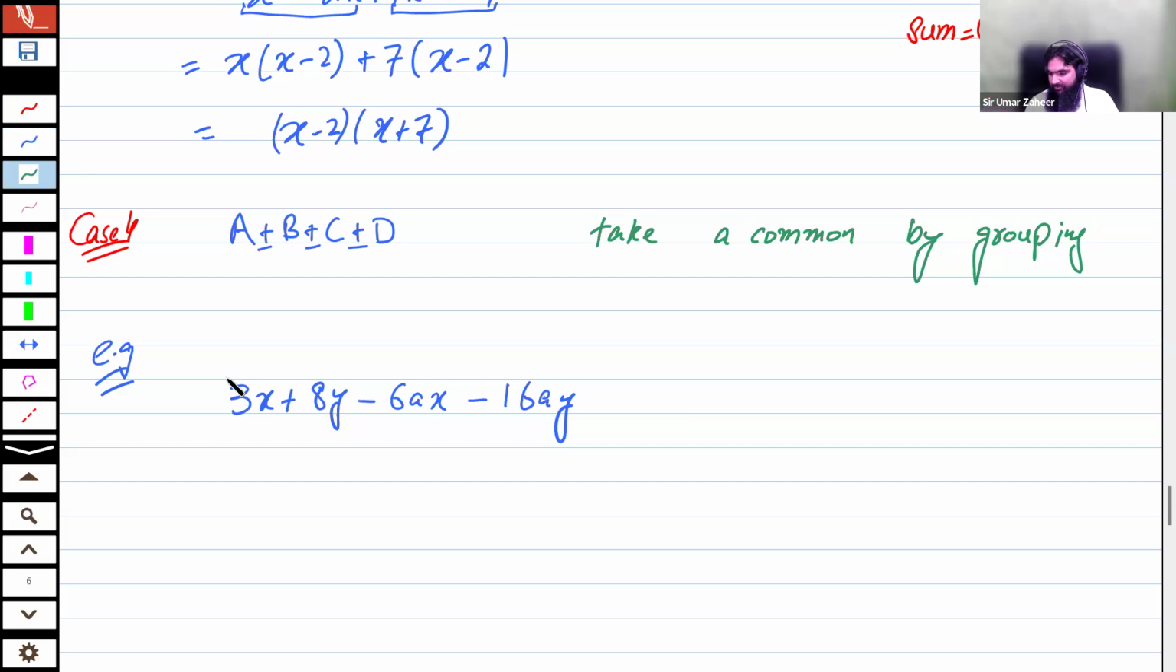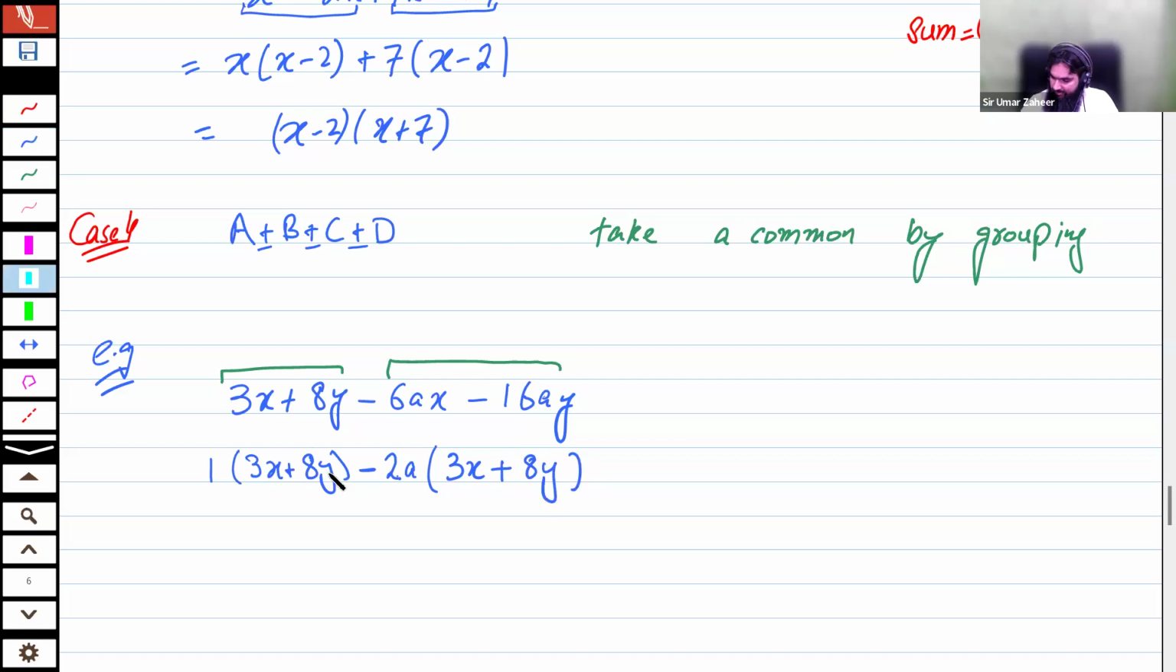Okay, so you have to make a group of the first two values and the last two values. In the first two values, one is common, so I'm going to get 3x plus 8y inside the bracket. In the next two values, the negative sign is common. In 6 and 16, 2 is common. In ax and ay, a is common. So 2 times 3 is 6, 2 times it will become plus, 2 times 8 is 16. Now look here, we are getting the same values.